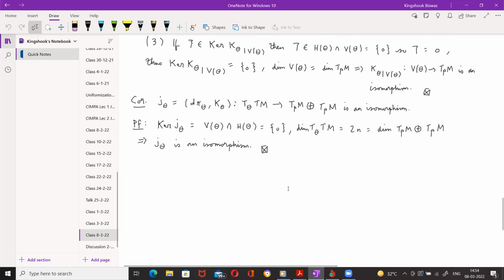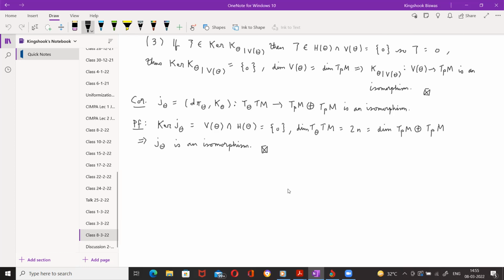Okay. So as you were saying, Orkojit, for this, we didn't use that the connection is compatible with the metric. This works for any connection on the tangent bundle. Is that clear? Yes. Right? You'll have a decomposition into horizontal and vertical subspaces, which have the same dimension and both are isomorphic to TpM. And this pair d pi theta, k theta will be an isomorphism to TpM direct sum TpM.